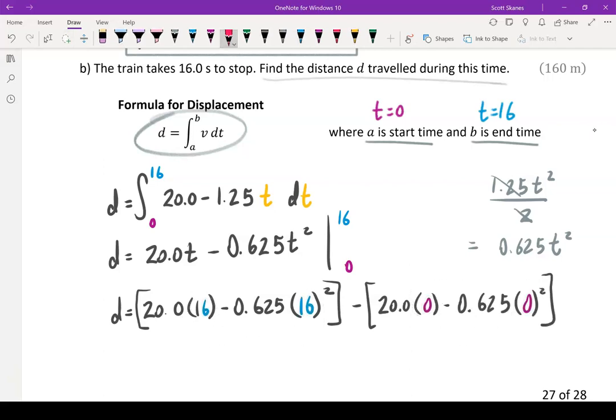And if you're keen, you're paying attention, you'll see that these are both 0. Things times 0 give 0. So this whole expression could be 0. You could have actually essentially not written any of this and just put a 0 there, and I would be okay with that. But you should show some evidence that you know it's going to go to 0. And then this first bracket should evaluate to 160 meters, and you'd be done.